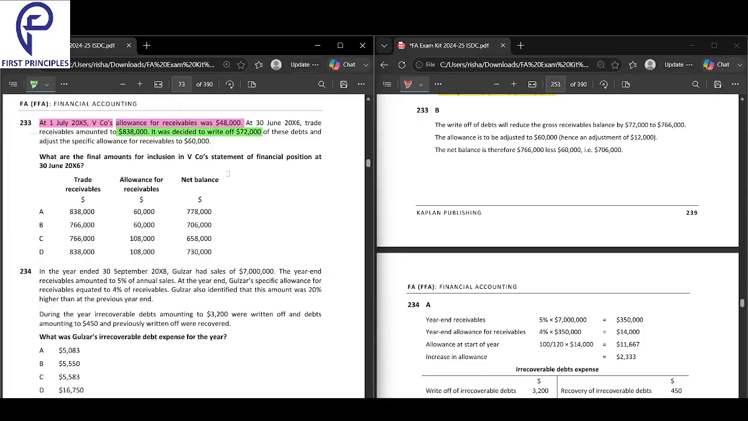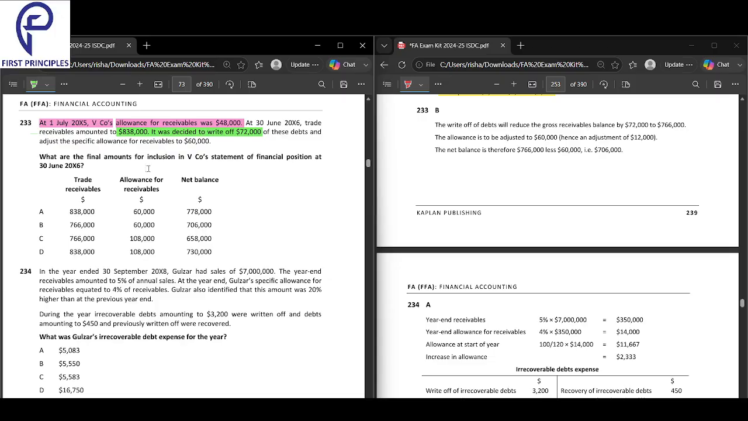Vaibhavi, subtract it, how much is it coming to? Sir, so 888,000 minus 72,000? Correct. 766,000. Okay, so our answer has to be between B and C.